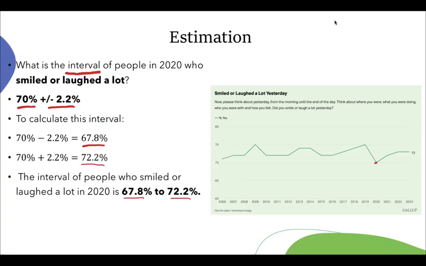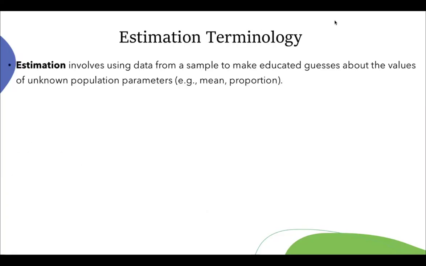So let's look at some terminology here. Estimation involves using data from a sample to make educated guesses about values of unknown population parameters. So when we estimate, we don't necessarily know the percentage of people who felt well rested yesterday. It's unknown. So we are estimating it from our sample. When we estimate a percentage, we are estimating the proportion, and we could also estimate a mean, in which case we'd be estimating mu.